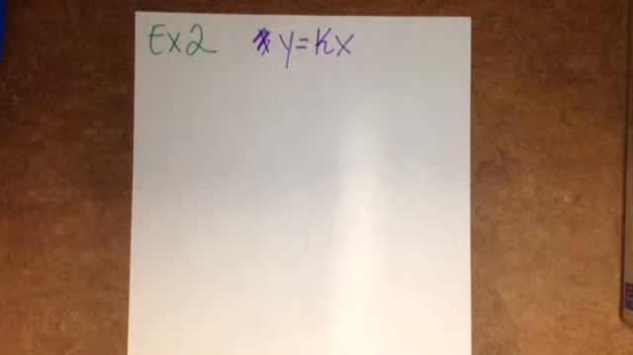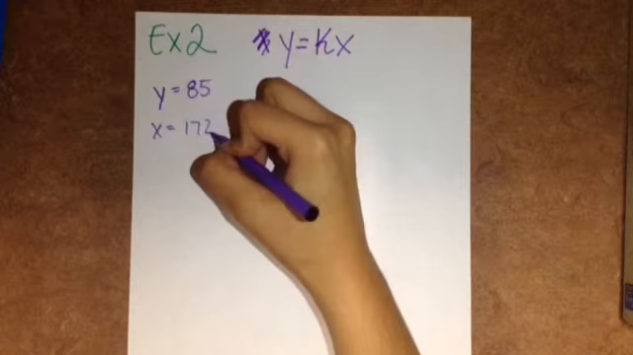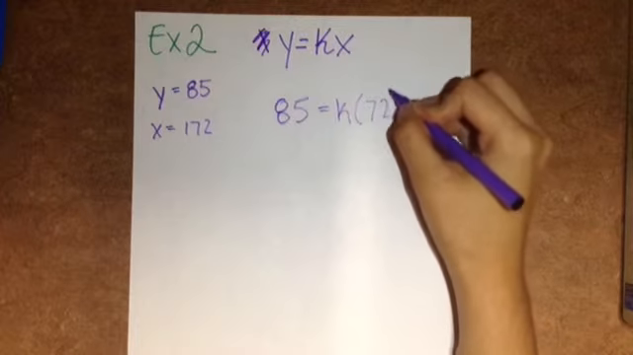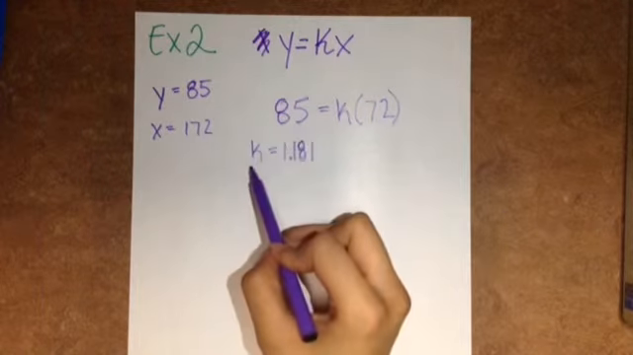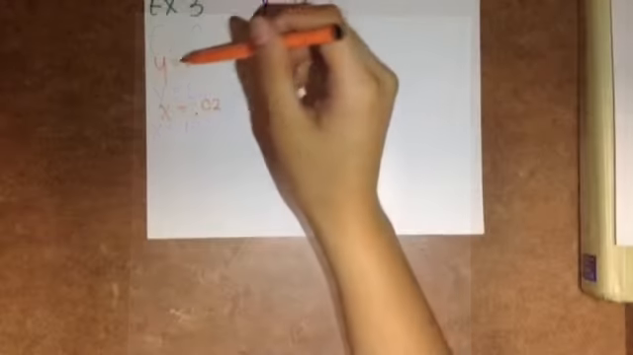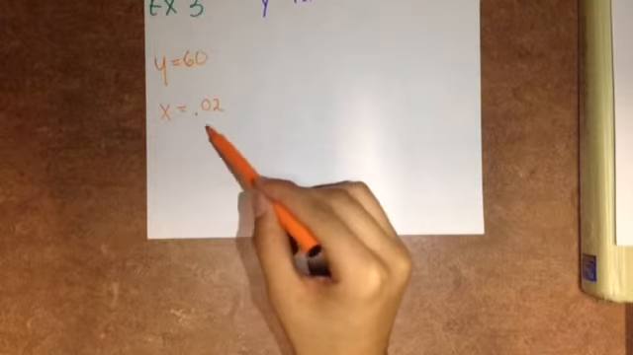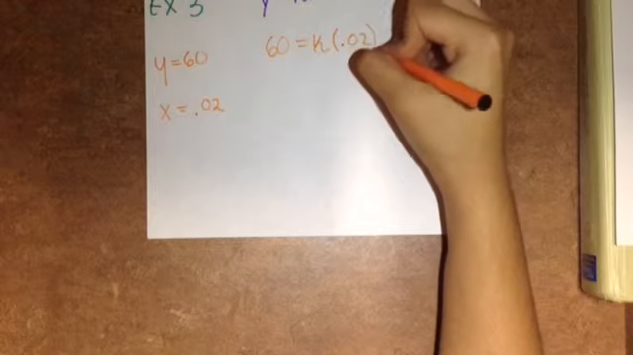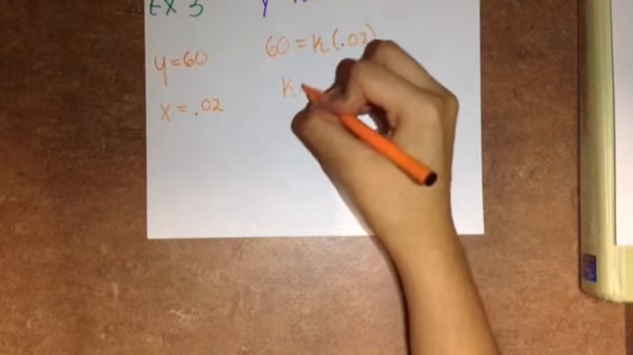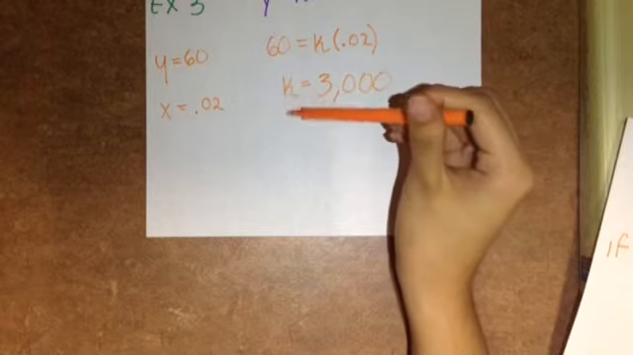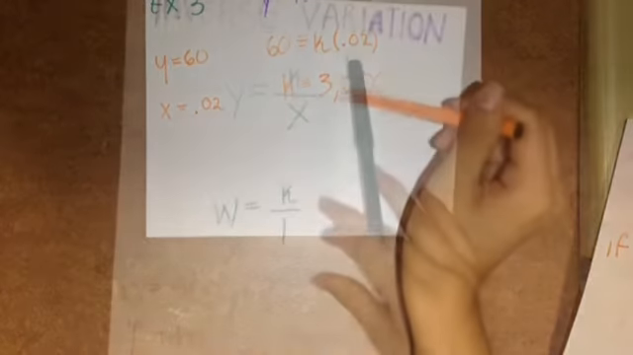In this second example, we're going to still work with the variables of y equals kx. So y is going to be equal to 85 and x is going to be equal to 172. So we're going to plug that into the equation and solve for the answer. In this case, y is going to be equal to 60 and x is going to be equal to 0.02. We plug that in, and once again we get the result of the equation, which is 3000.